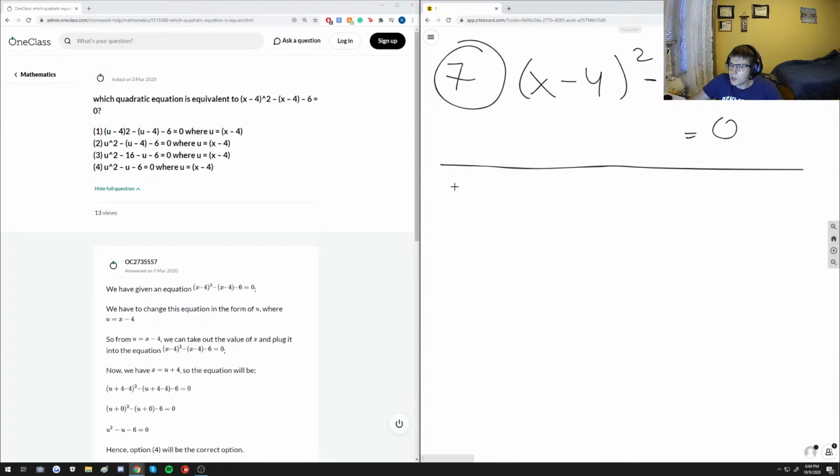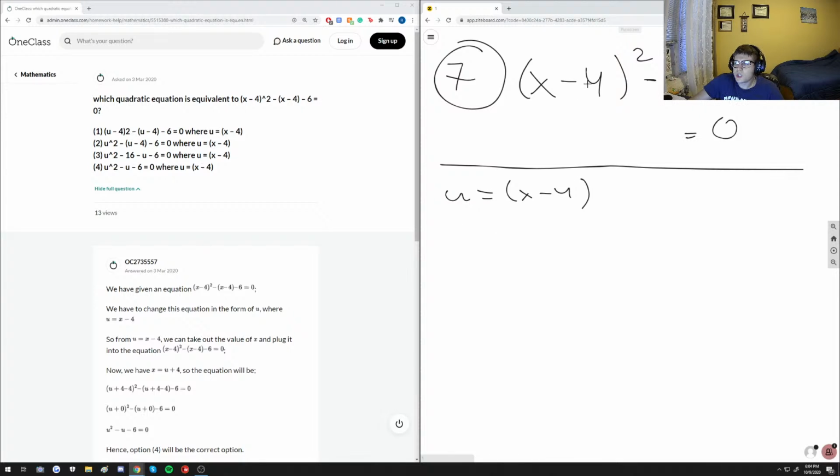Or in any case, I assume we could just see what is in common. So in all of these answer choices, we see that our substitution that we want to make is u equals x minus 4. So let's assume this substitution here, and let's plug it in for x minus 4.